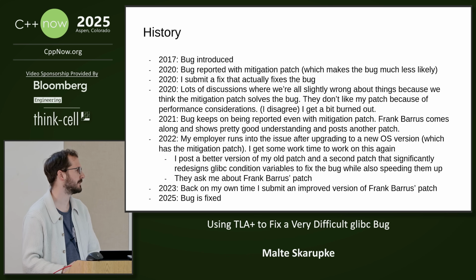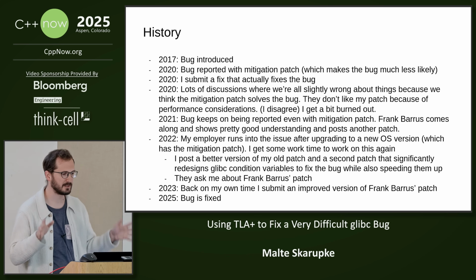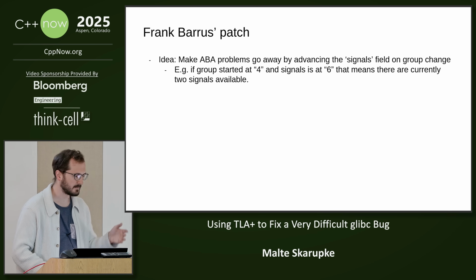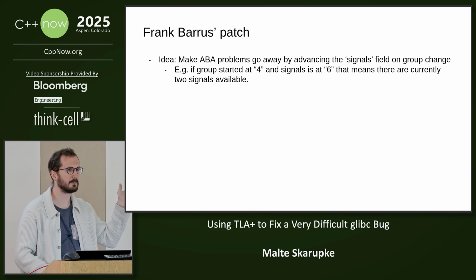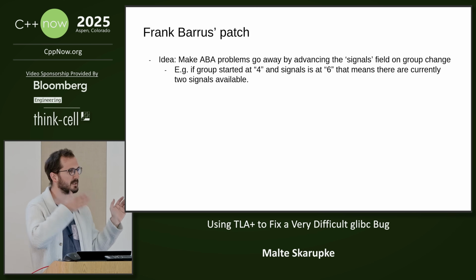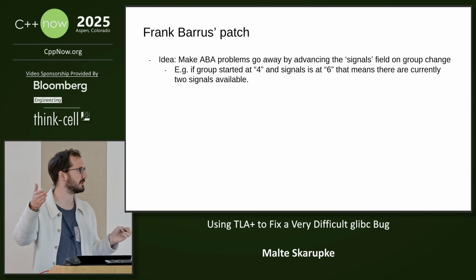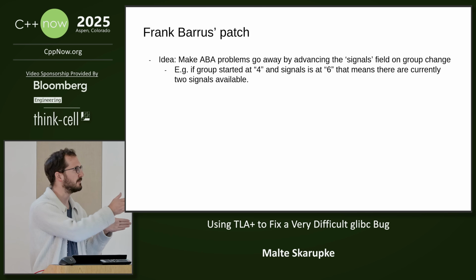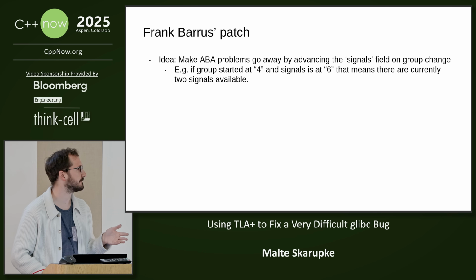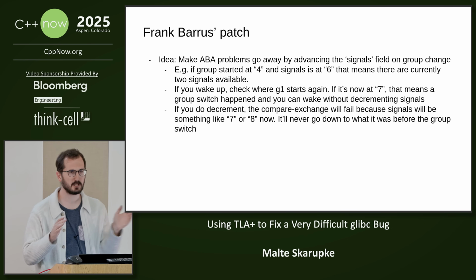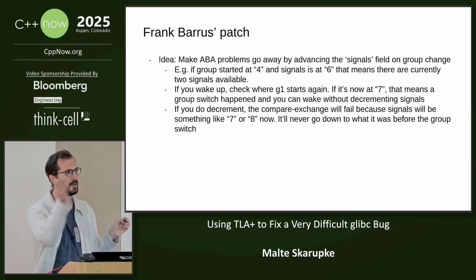But eventually I think this is ridiculous, and I finally spent some time to make a very nice patch to fix the thing. So his patch has the idea of making the ABA problem go away by always making signals relative to the group start. So if the group starts at 4, and the signal's at 6, that means there's 2 available. You never decrement below the group start. And if you wake up and accidentally try to do the compare exchange, it will never succeed because the number just doesn't go back down to where it used to be.